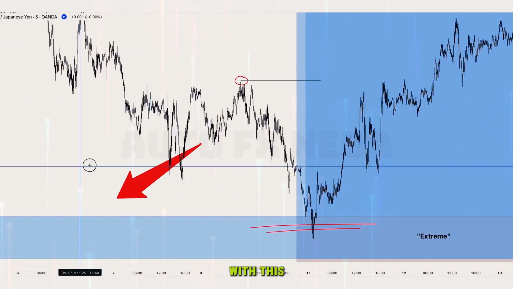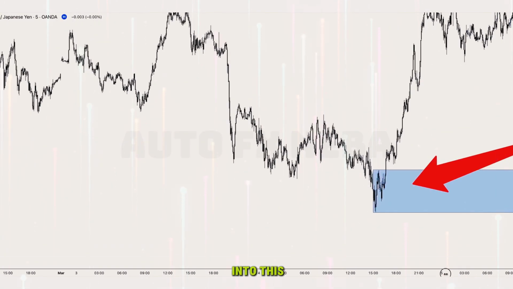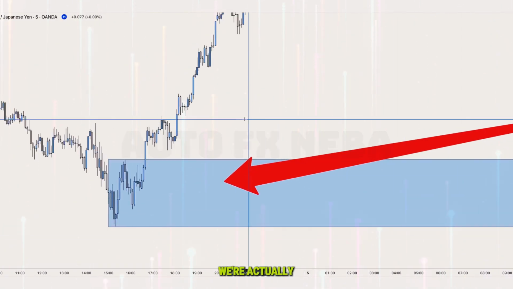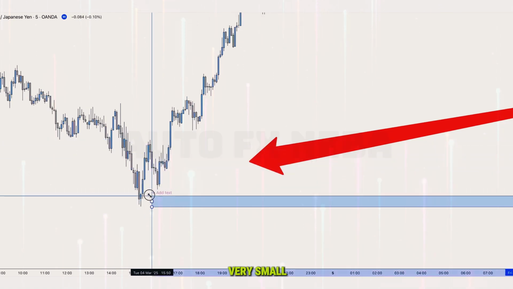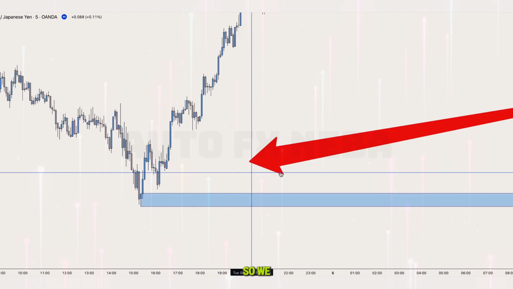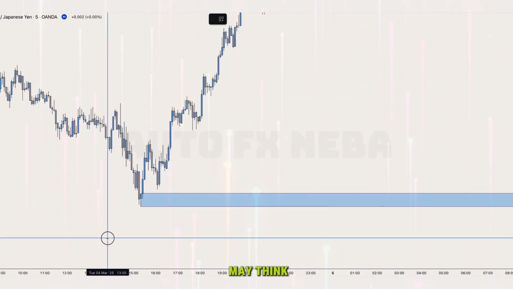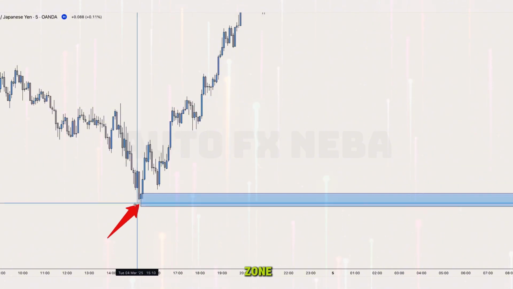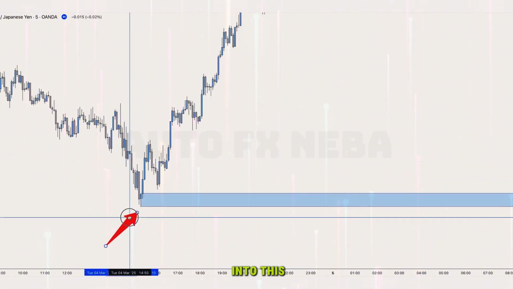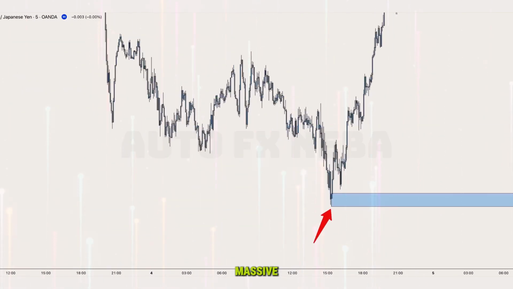Now, the problem with this is if we go over on the 5-minute time frame and dig into this larger demand zone, we're actually going to find that there are some very small refined zones all the way down here at the low. So we could actually start looking at this demand zone and we may think, well, this is a nice refined zone. There's still some imbalance into this. So maybe we could place that entry here and our risk reward would be absolutely massive.